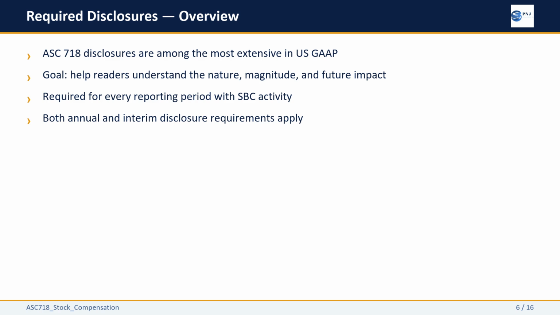ASC 718 requires some of the most extensive disclosures in all of US GAAP. The standard is designed to give financial statement users enough information to understand what kinds of awards exist, how much they cost, what assumptions drove the valuations, and what unrecognized cost remains for future periods. These disclosures are required whenever there is SBC activity. They are not optional, and they apply in both annual and interim financial statements. Think of the disclosure package as telling the full story of your equity compensation program.